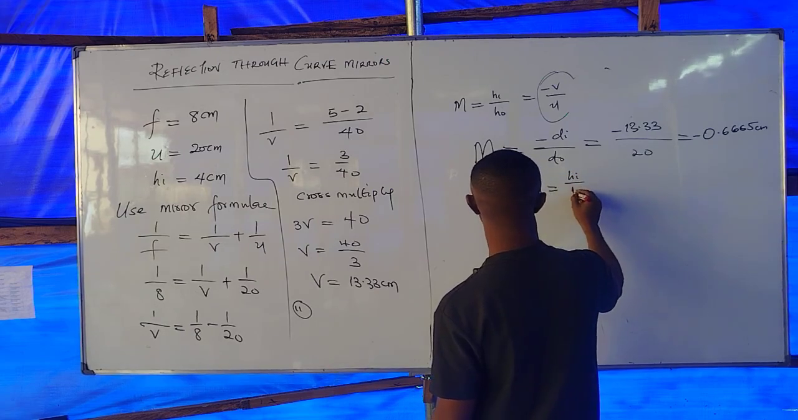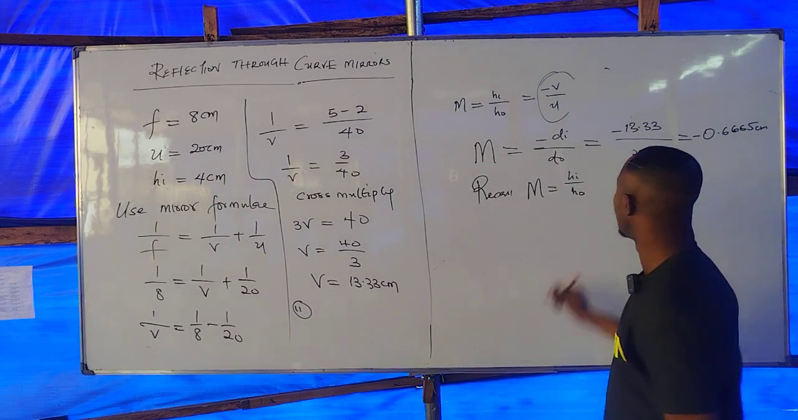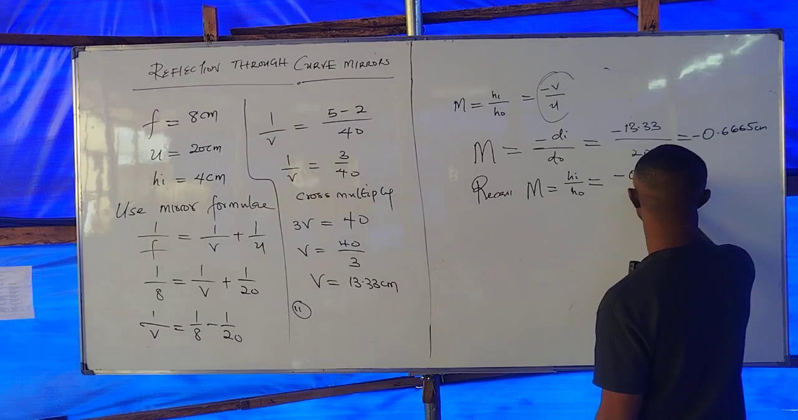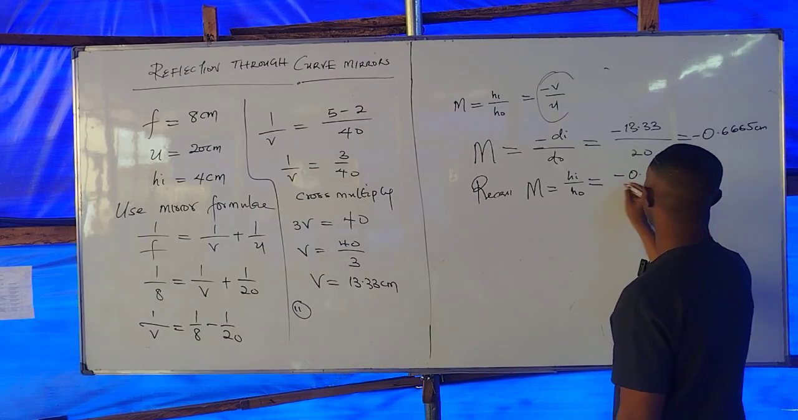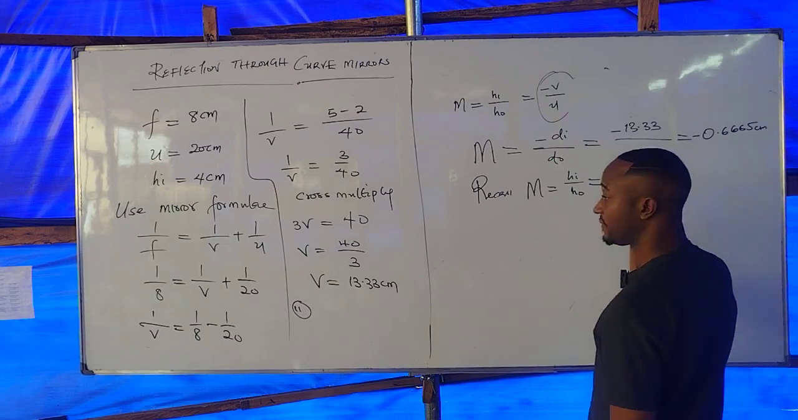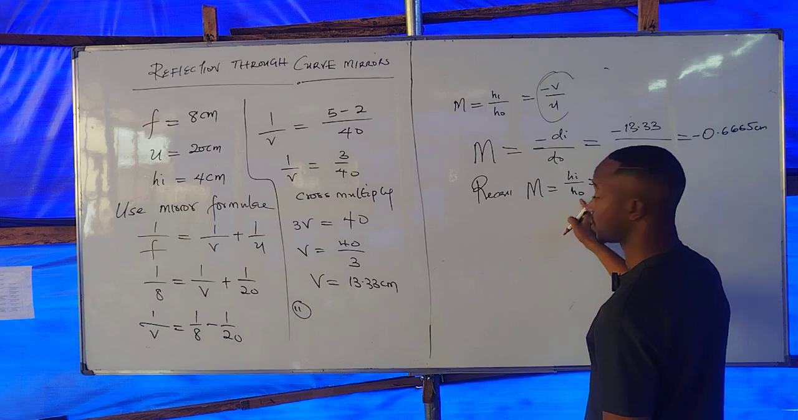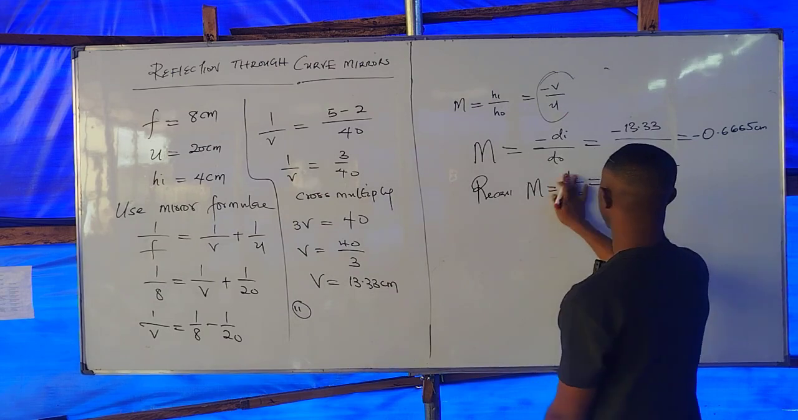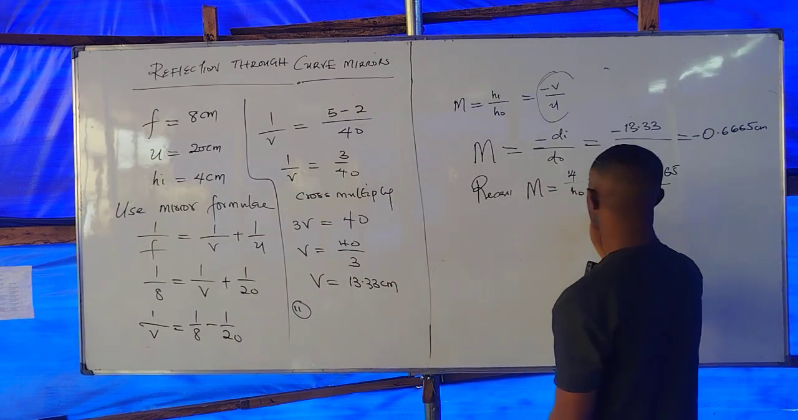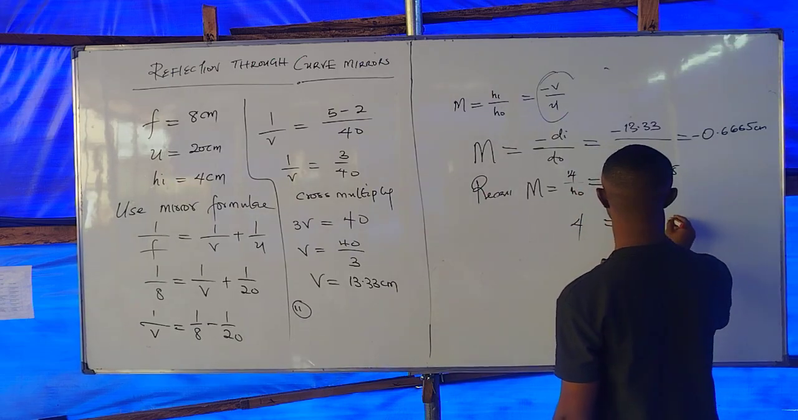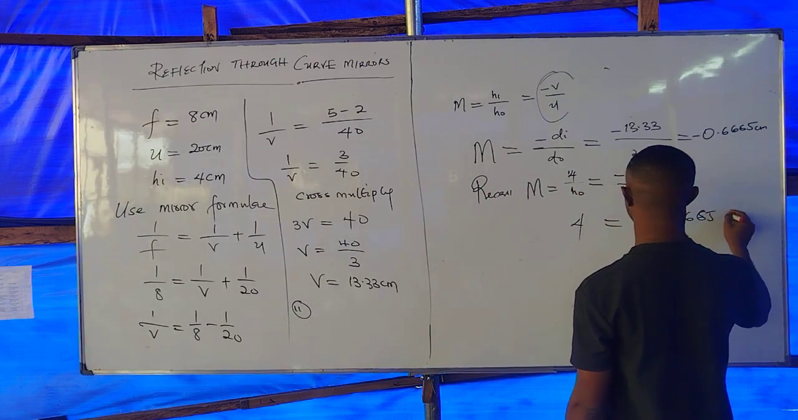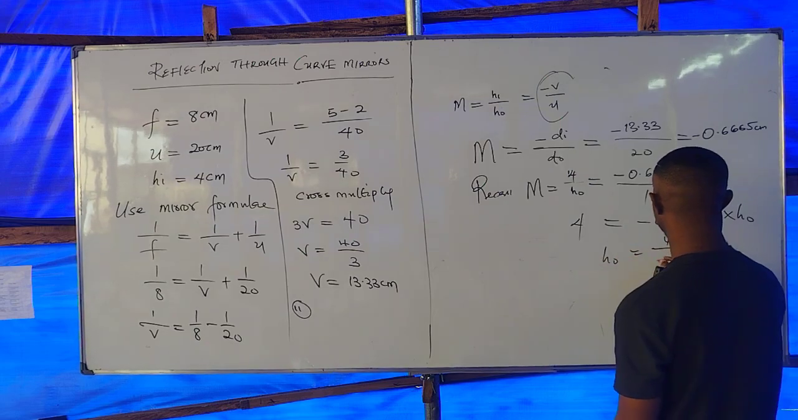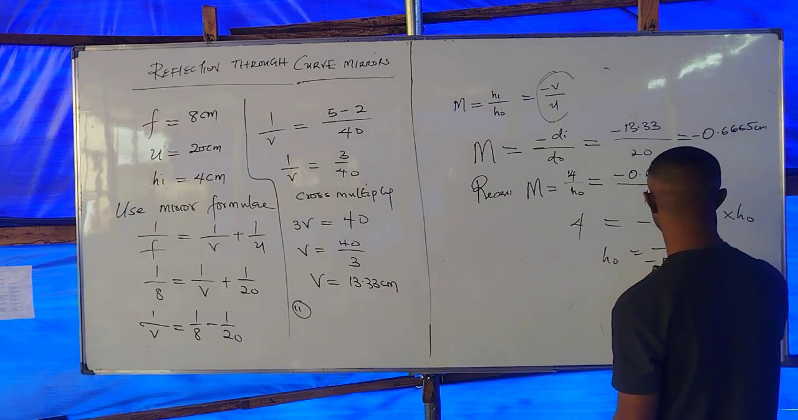Then also recall that magnification is HI over HO, is it not? This is equal to minus 0.6665 over 1. We have to find HO. We have HI as 4, so I will just cross multiply. 4 over HO is equal to minus 0.6665, times HO. Then my HO becomes 4 over minus 0.6665.